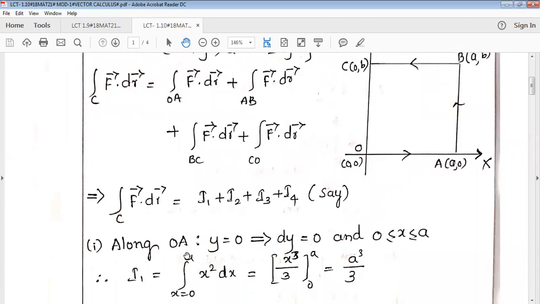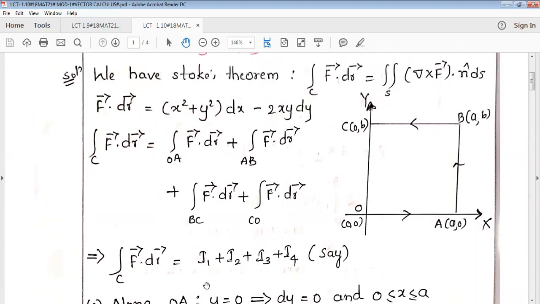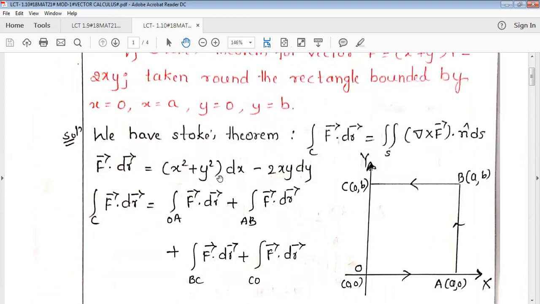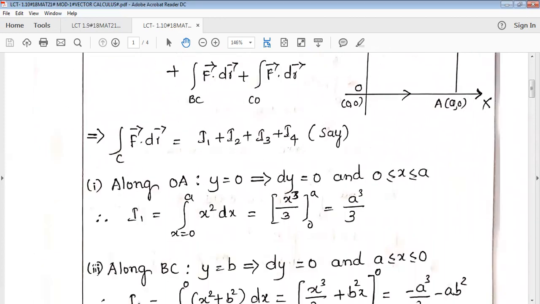So along OA, y is 0, which means dy is equal to 0 obviously. Then x lies between 0 and a. Therefore, I1 is the integration over x equal to 0 to a. Here y is 0, so you will be left with only x square dx. When you integrate, you get x cube by 3, from 0 to a, which is a cube by 3.